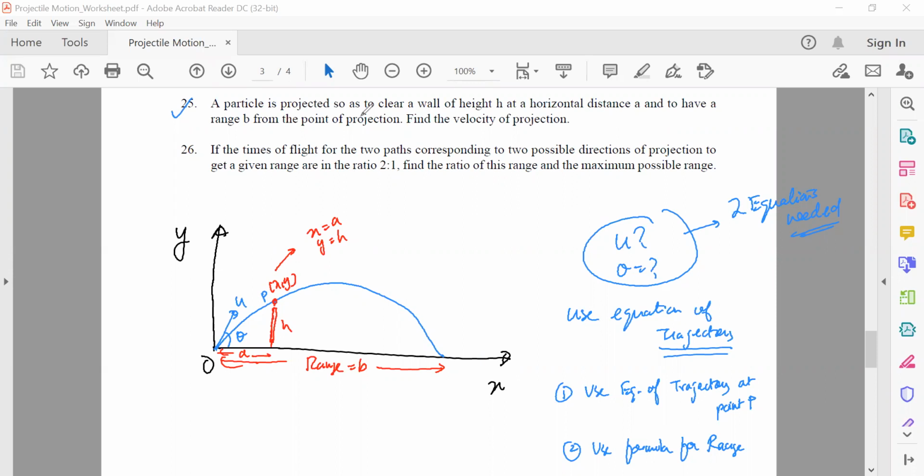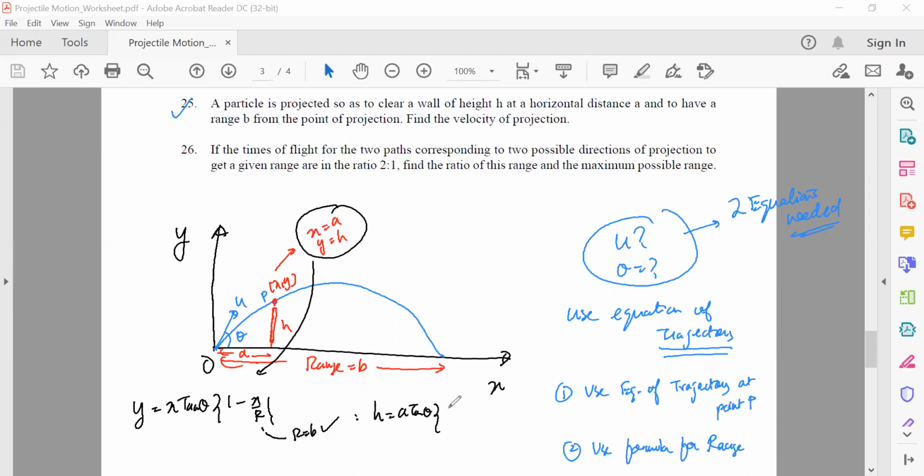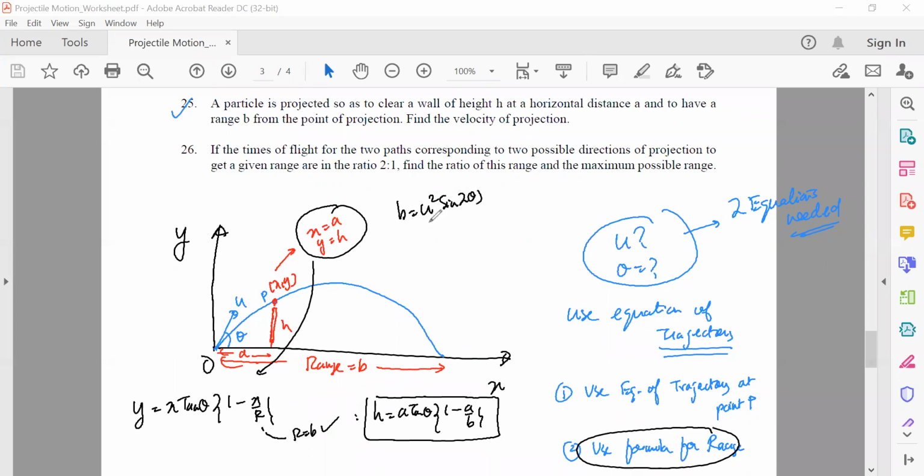Okay, so let's work this out. The equation of trajectory is y equal to x tan theta into 1 minus x by r. So in this you put the value of r as b, which is given, and put this point's coordinates for x and y. So you have the relation h is equal to a tan theta into 1 minus a by b. Okay, this is the first equation you have. And the other equation you have is for range: b is equal to u square sine 2 theta divided by g.